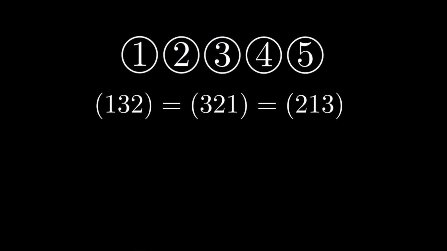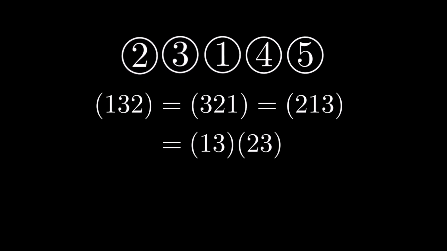Rather than doing a cycle, we can get from start to finish by doing a couple of swaps. We start by swapping 1 and 3, and then we swap 2 and 3. This gets us to the same place, but rather than a 3 cycle, we have a product of 2 transpositions. And a transposition is just a fancy name for a swap.